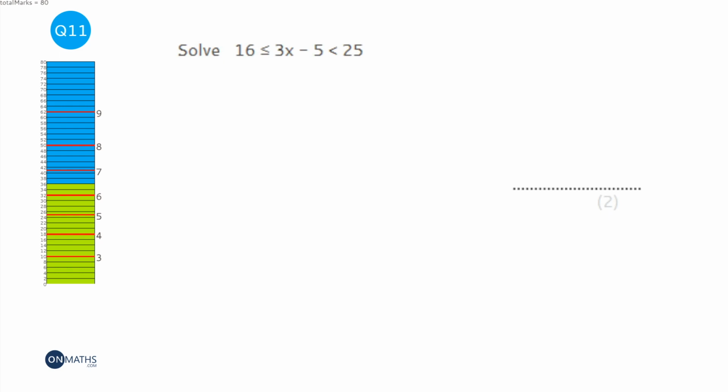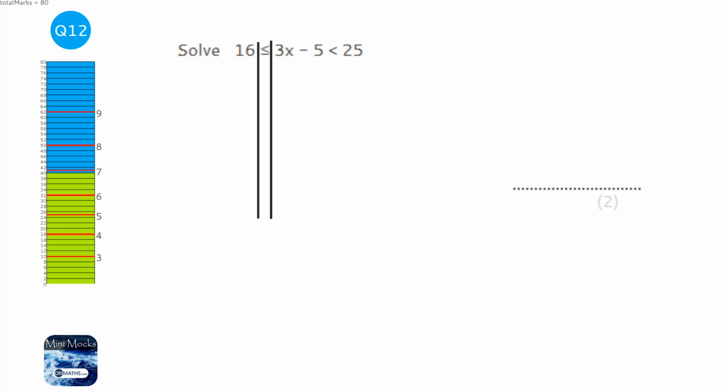Okay, so we're asked to solve this inequality, and the difference is that there are 3 parts to it. And we solve it in the same way as an equation. However, instead of just having one set of lines, we're going to have 2 sets of lines, and whatever we do, we've got to do to all 3 sides. So looking in the middle, we need that middle to be x, so we've got 3 timesing by the x, and we've got to take away 5. So we've got to deal with that take away 5 first, and we're going to add 5 to all 3 sides.